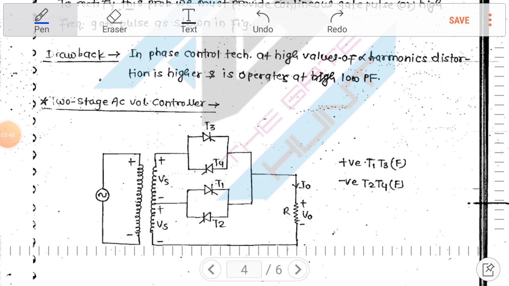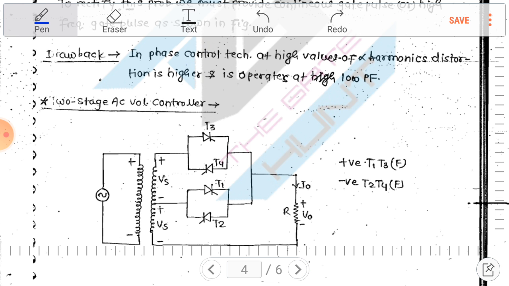The drawback of the phase control technique is that a high value of harmonic distortion and a low value of power factor are observed. So to avoid it, we are using multiple stages of AC voltage controller. In a single AC voltage controller stage, we have observed high harmonic value and low power factor. To avoid these drawbacks, we are using multiple stages. The first one is the two stage AC voltage controller.